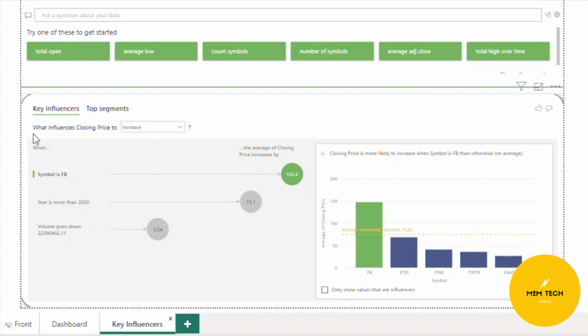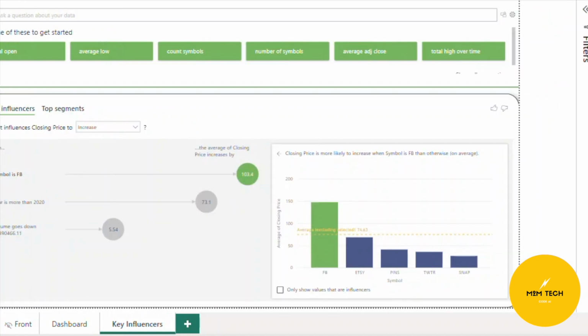But the interesting part of the project was getting to play with the key influencers, which is an AI visualization in Power BI desktop. What it does is you include what you want to analyze. In this case, I wanted to analyze the closing prices and what you want to use to explain it. So here I used the symbol that was Etsy, FB, etc., the volume, and the date. You can also do other stuff with it, but that's pretty basic.